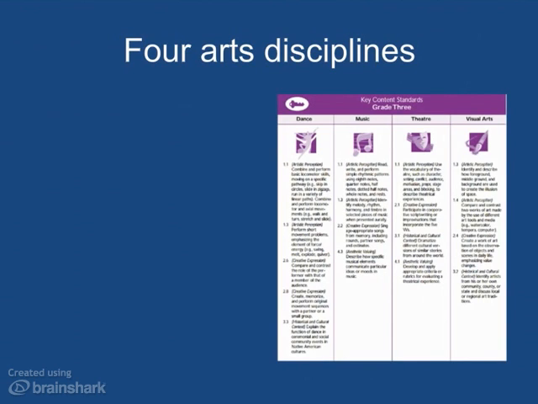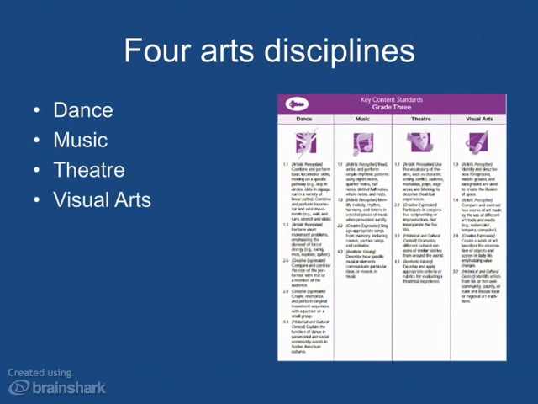There are standards at each grade level for dance, music, theater, and visual arts. A chart at the beginning of each grade level identifies the key content standards for that level. Those standards are marked with a key icon in the rest of the document.